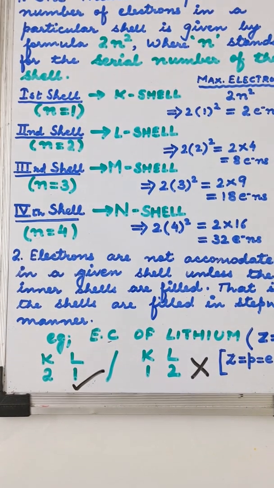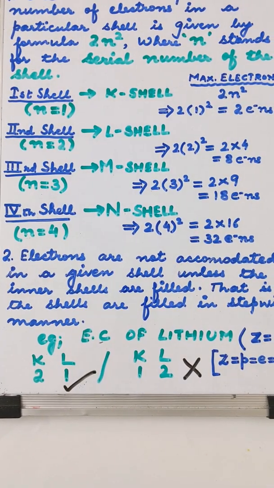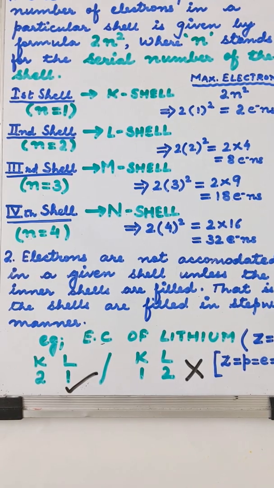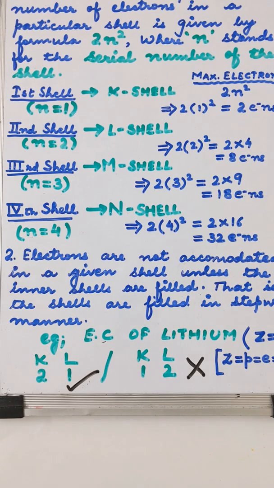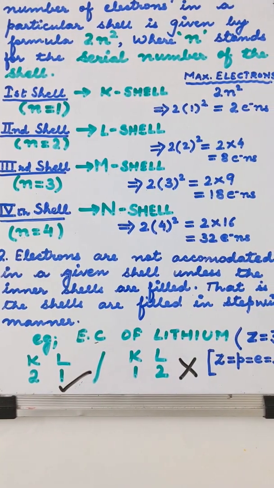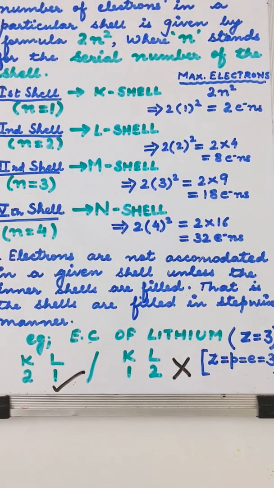So maximum electrons which can come in the K shell will be 2. And now since lithium has a total of 3 electrons, we are left with 1 more electron. That 1 electron is going to move on to the L shell. So there will be 2 electrons in the K shell and 1 electron in the L shell. The total comes out to be 3. So total electrons in lithium are 3. This is going to be the correct electronic configuration.